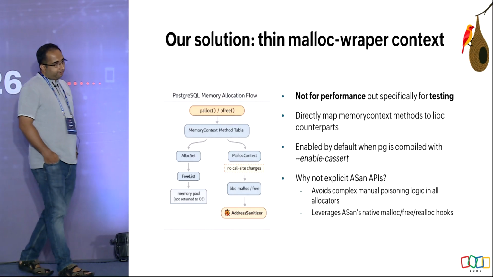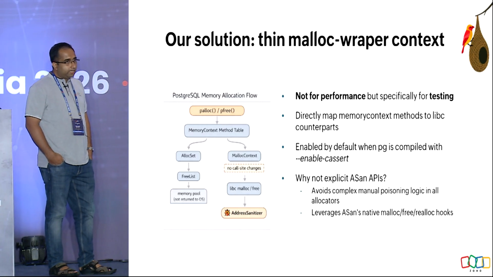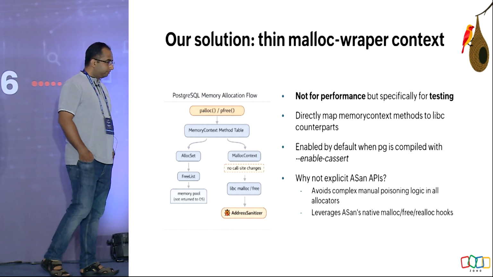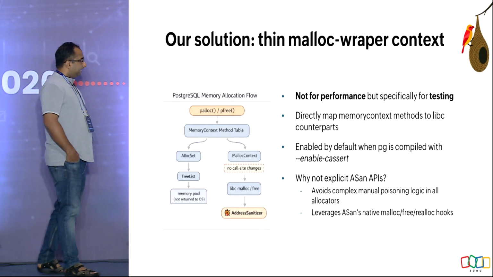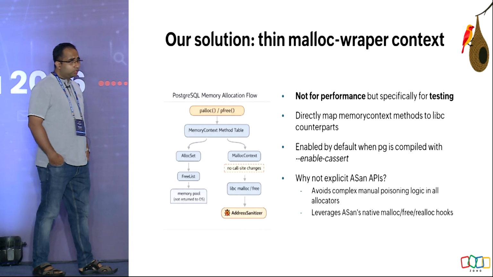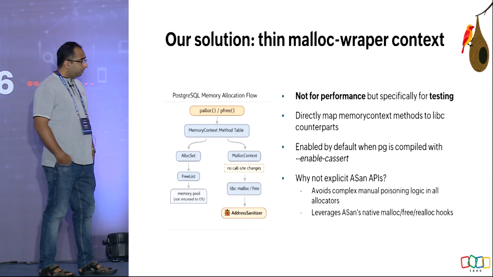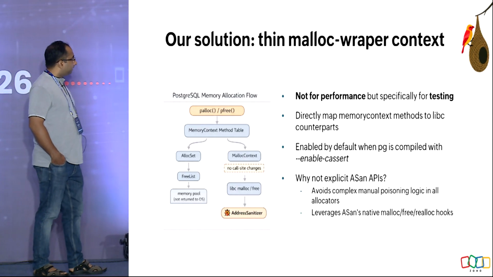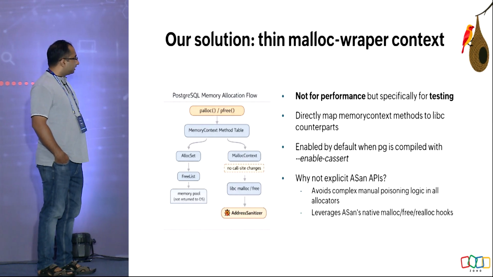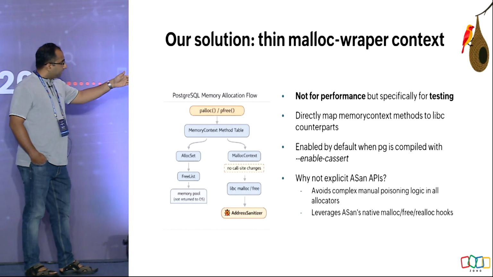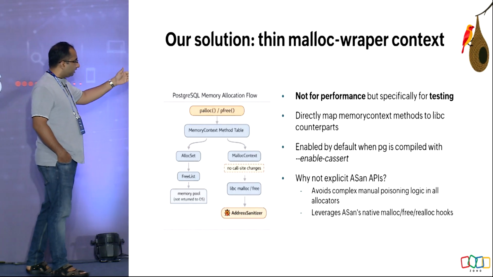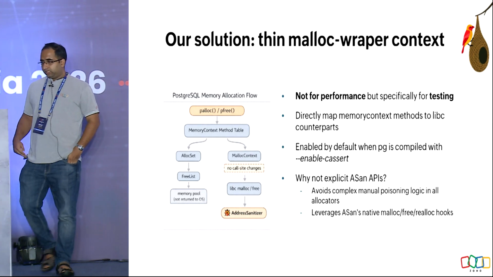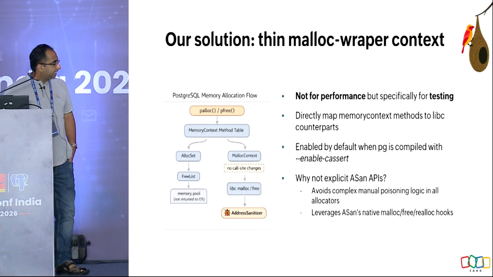So why not use the ASan API and do manual poisoning? We don't want to spill the ASan API all over the code base, because you already have Valgrind to do that. This helps you leverage ASan's native malloc, free and realloc hooks. If you look at it, palloc and pfree will look at the memory context table, figure out that the context is a malloc context, and call libc's malloc and free. This aids AddressSanitizer.